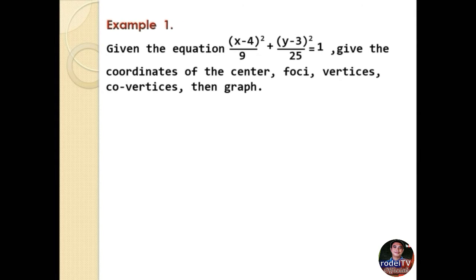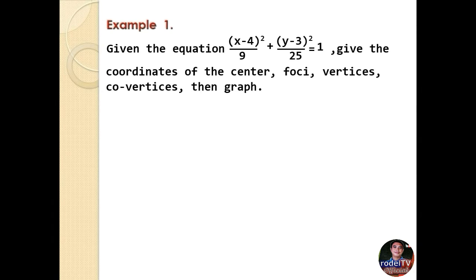Example number 1. Given the equation, quantity (x minus 4) squared over 9 plus quantity (y minus 3) squared over 25 equals 1, give the coordinates of the center, the foci, vertices, co-vertices, and then graph. Solution?